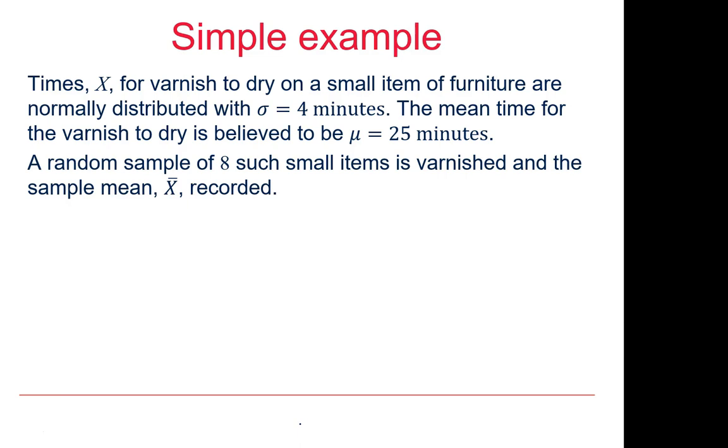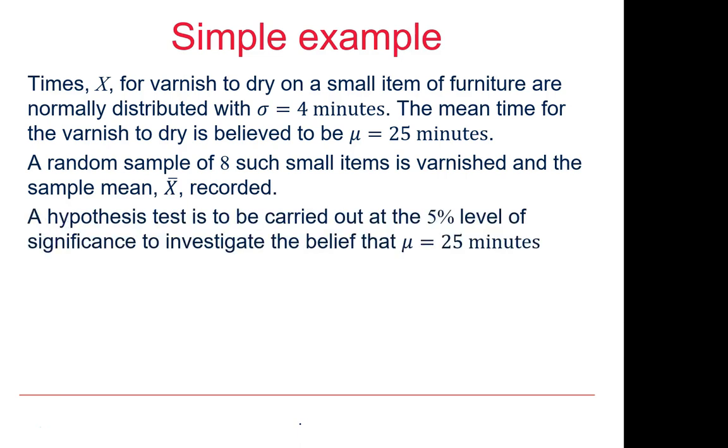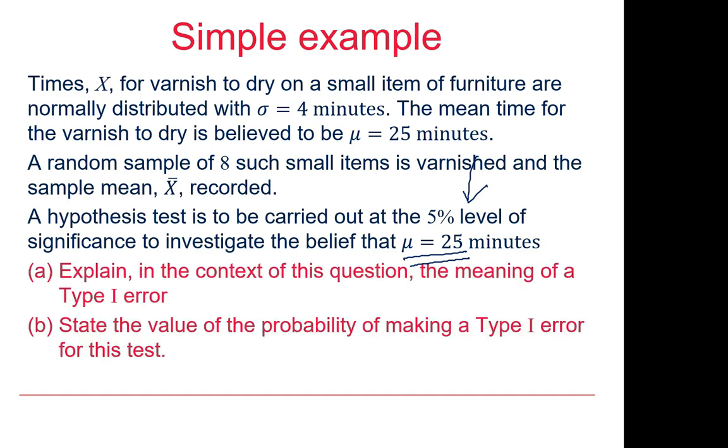And in order to investigate this, we're going to take a random sample of 8 such items, and we are going to record the times that the varnish took to dry on each of those items, and then find the sample mean. And then a hypothesis test is to be carried out, and our significance level is given there at 5%, to investigate the belief that the mean is 25 minutes. So we're really talking about a scenario where our null hypothesis would be the mean is 25 minutes.